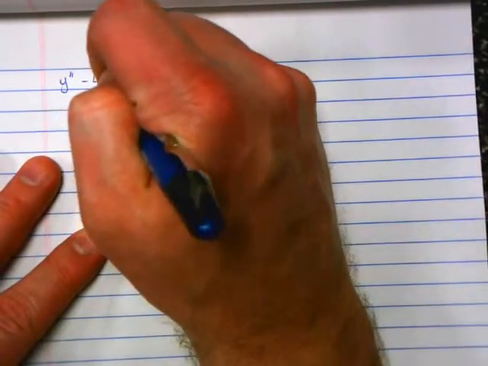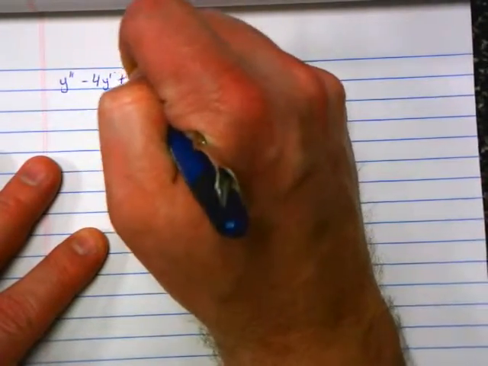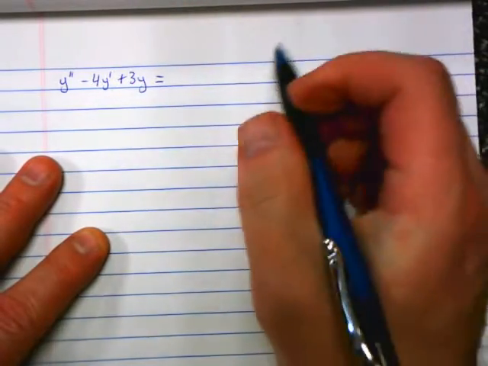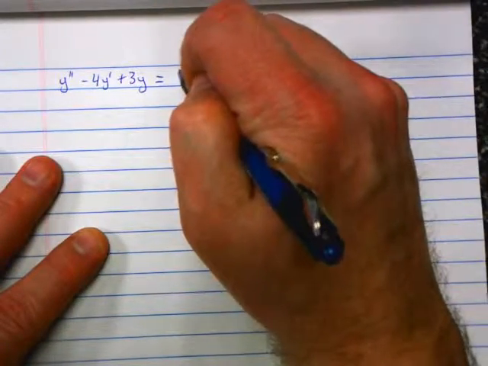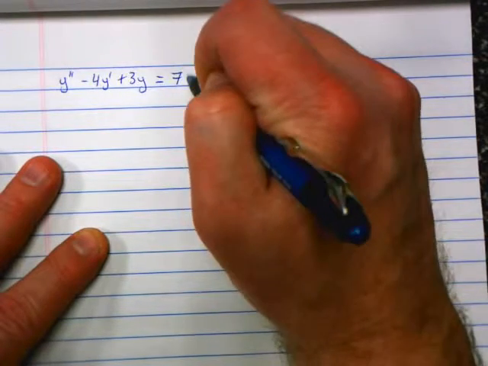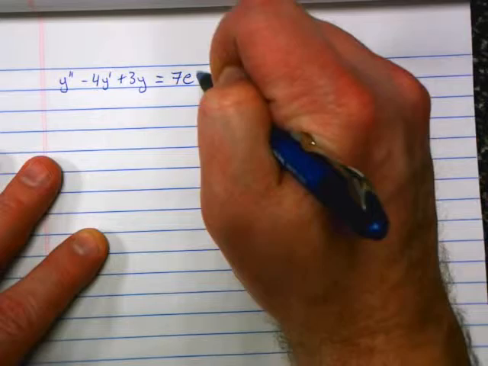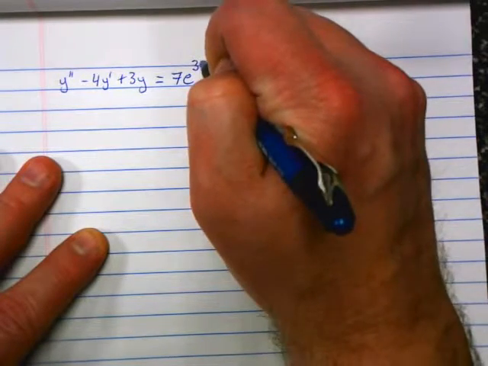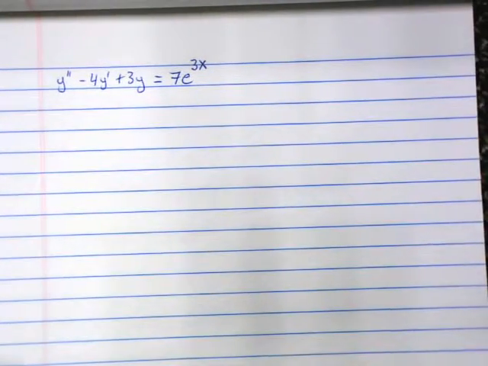All right. What if you have y double prime minus 4y prime plus 3y equals 7 e to the 3x.